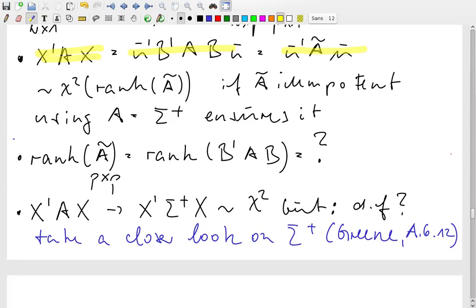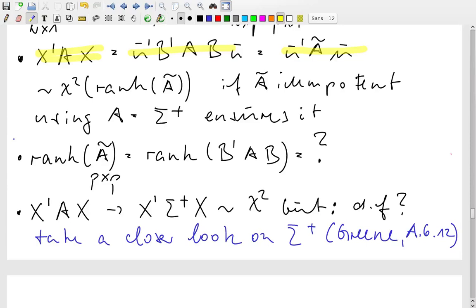Now, in case 2, as a matter of fact, choosing the pseudo-inverse of the variance covariance matrix sigma for A ensures that A tilde is idempotent. We saw that in the previous video. What remains to be seen, though, is what the rank of A tilde is. In other words, what the degrees of freedom of the resulting chi-square statistic is. So what is the rank of A tilde, or in other words, what is the rank of B prime AB?